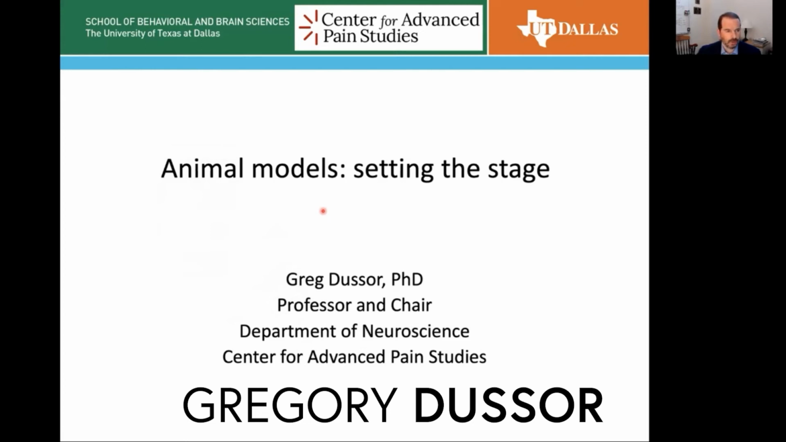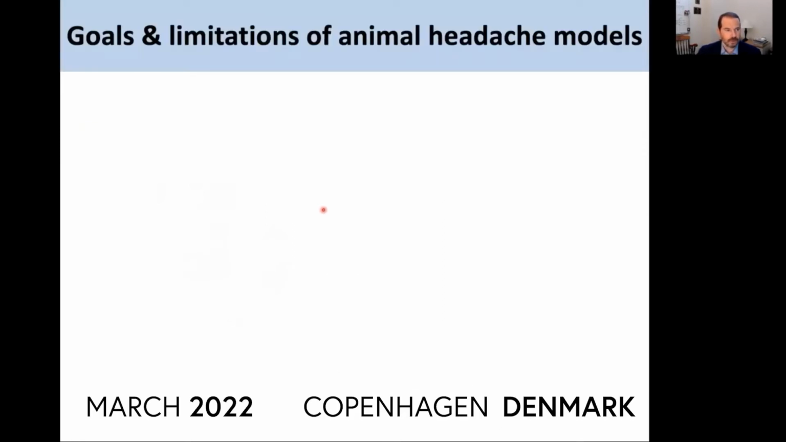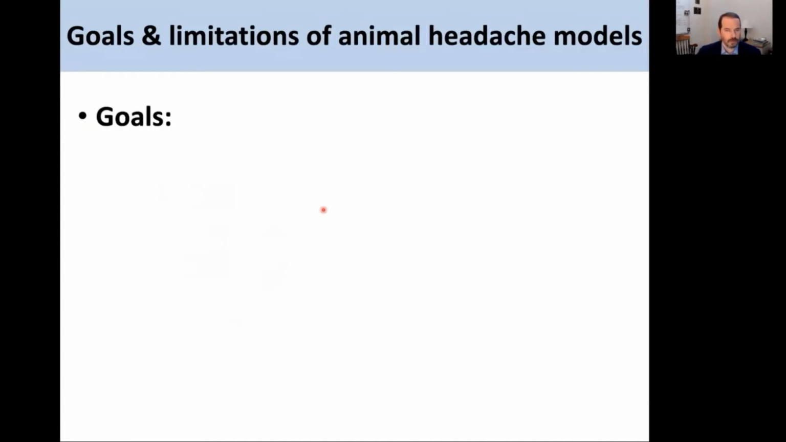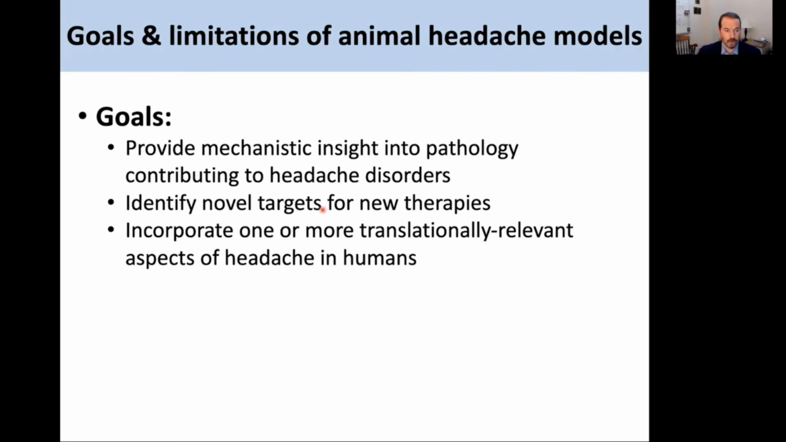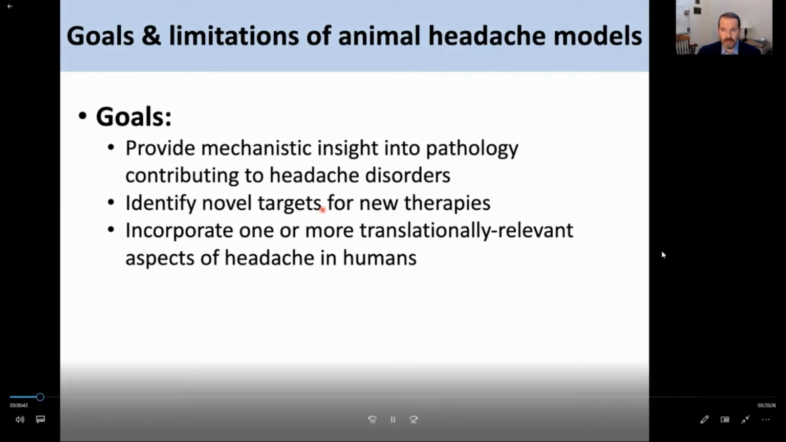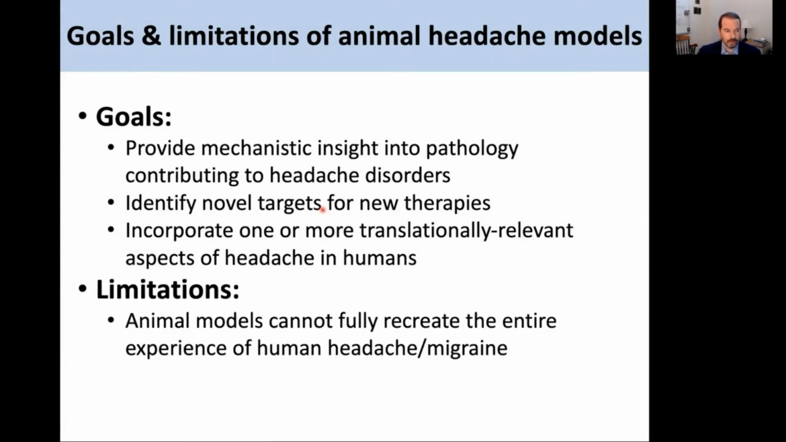So what I'm going to try to do here is give an overview of some of the more commonly used animal models in the headache research field. Just to start with, what are the goals and limitations of animal headache models? In terms of the goals, they are to provide mechanistic insight into the pathology that contributes to headache disorders, identify novel targets for new therapies, incorporate one or more translationally relevant aspects of headache in humans and bring that back into the model. What are the limitations of animal models?